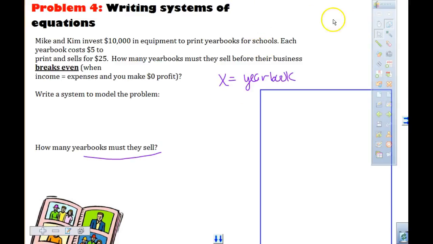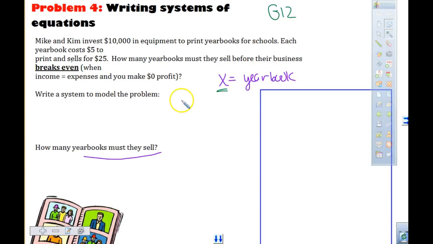So in G12, this is the second half of G12. Mike and Kim invest $10,000 in equipment to print yearbooks for the school. Each yearbook costs $5, so we're going to use X as our yearbooks. It says, how many yearbooks can they sell before the business breaks even, if they sell them for $25 each?